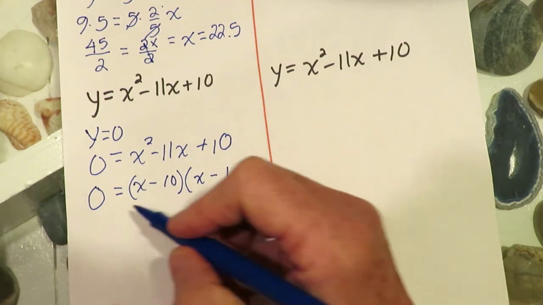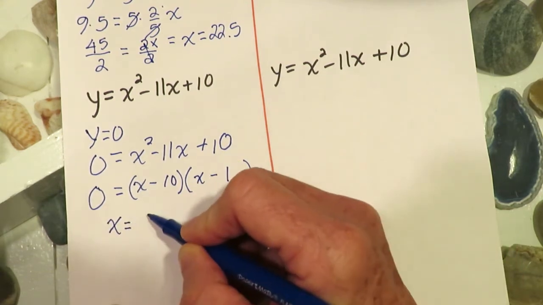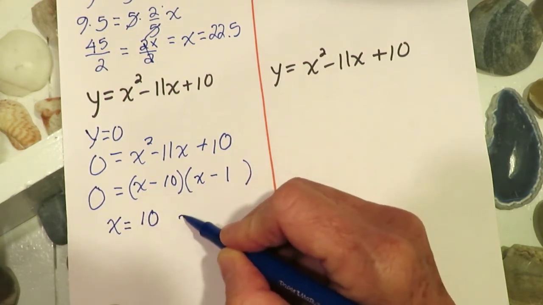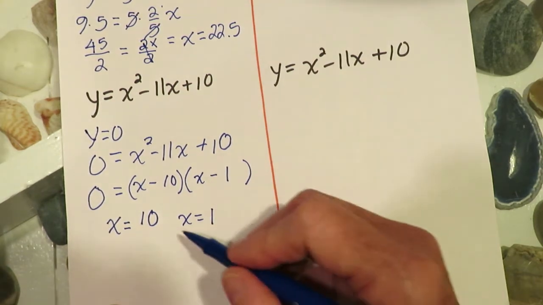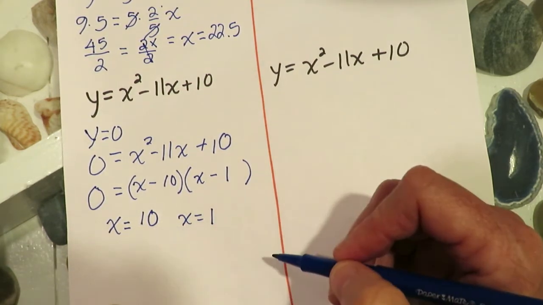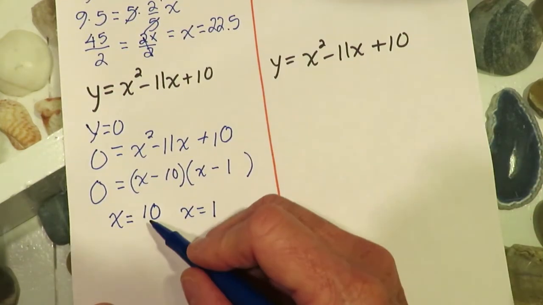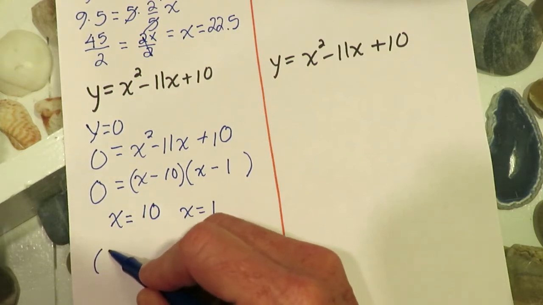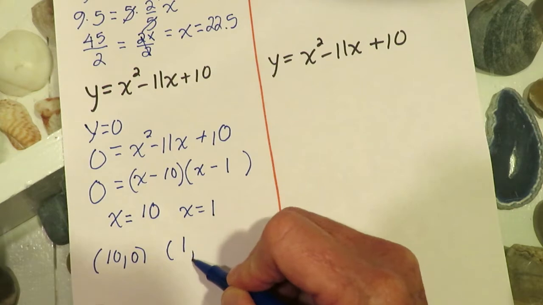So that factors correctly. And there are two values that will make y 0. When x is 10, that factor is 0. And when x is equal to +1, that factor is 0. So both of these values put in for x will make y 0. So I have two x-intercepts. One of the x-intercepts is 10, 0, and the other one is 1, 0.